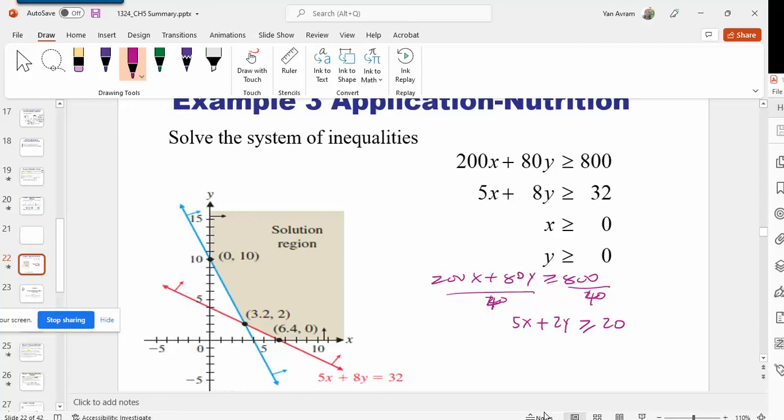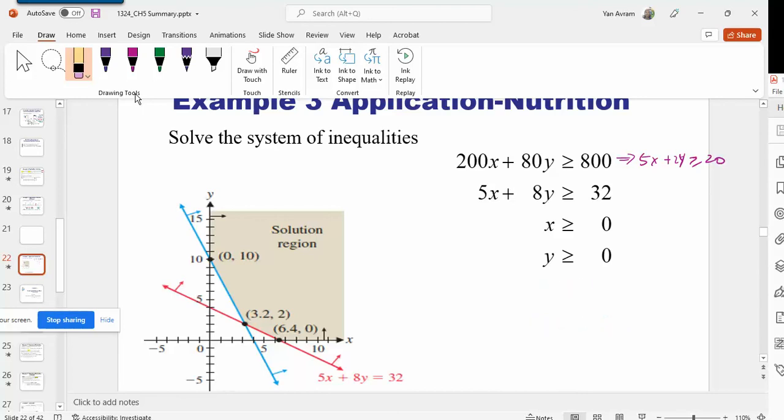Okay, so instead of graphing this big one right here, I can simplify. These two are equivalent, right? If I graph 5x plus 2y greater than or equal to 20, it is the same thing as this one, because if you multiply by 40 on this one, you get the original back. The reason to use this one is that the numbers are smaller, so it's a little easier to graph. Plus, if you want to solve it, after you simplify, it's very easy to solve for the intersection point.